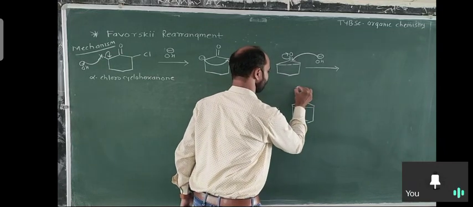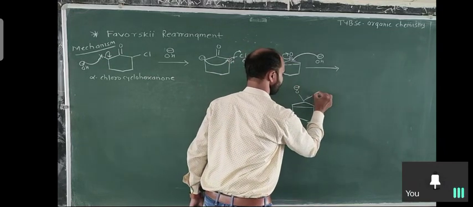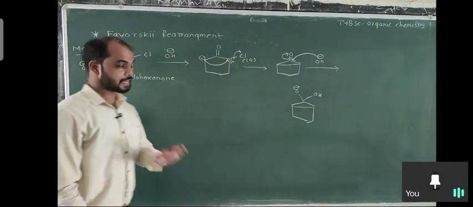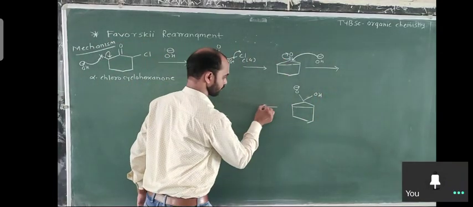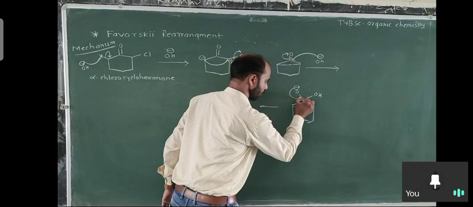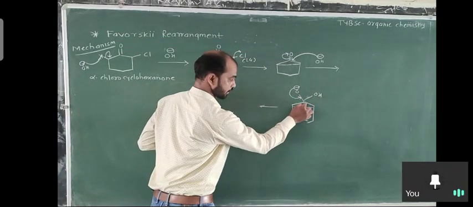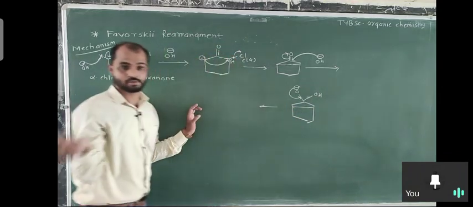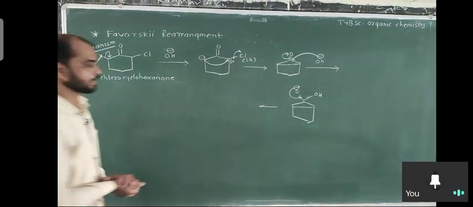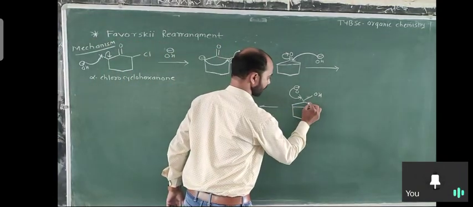So here O minus, here OH is attached. Okay. In the last step, what happens? This comes and forms the carbon-oxygen double bond. At that time, this bond, or this bond, the cyclopropane ring is opened. So opening of the cyclopropane ring is to release the angle strain.